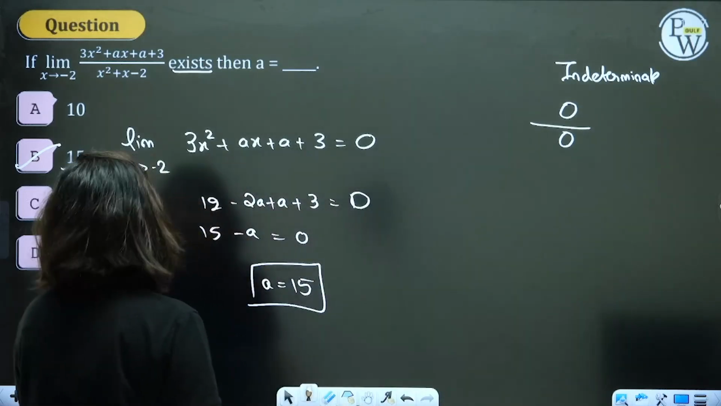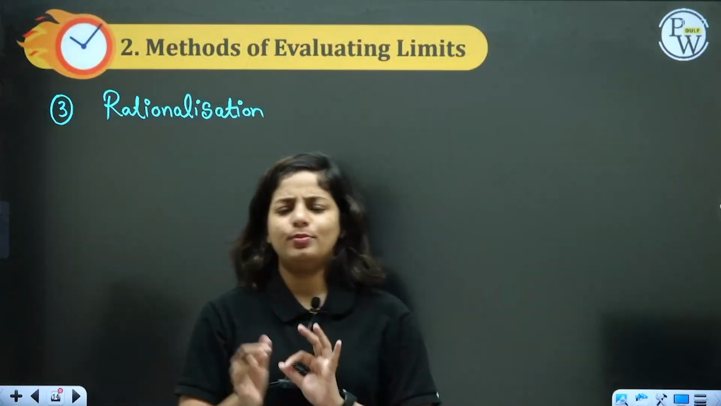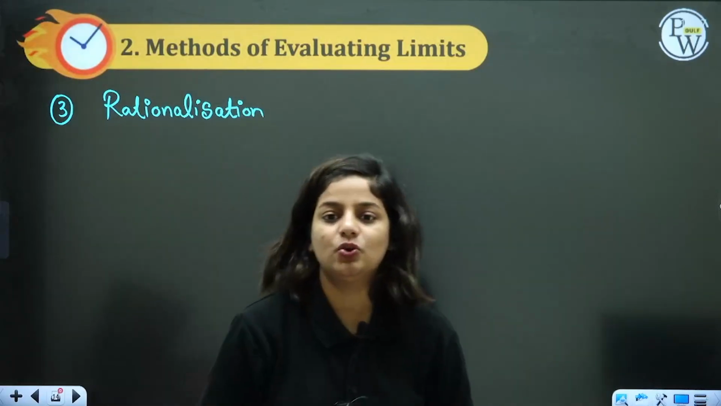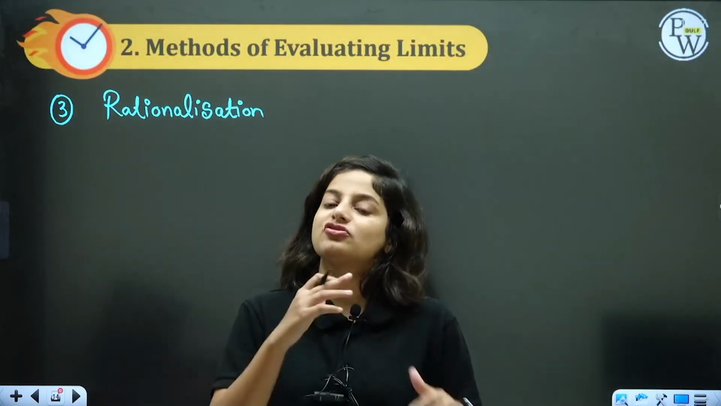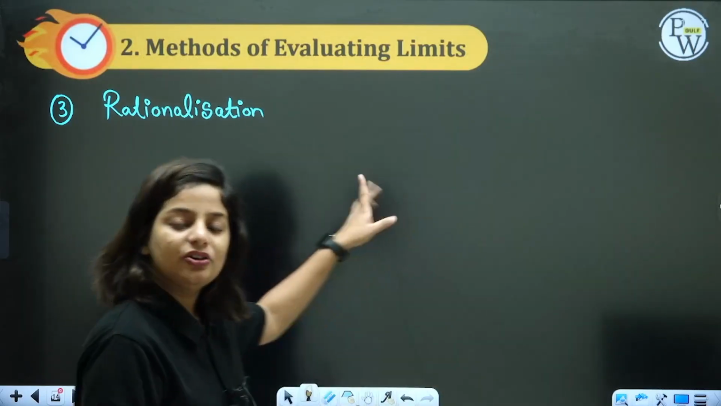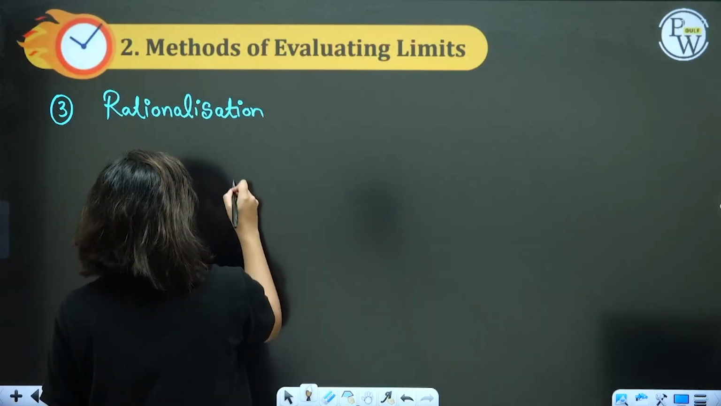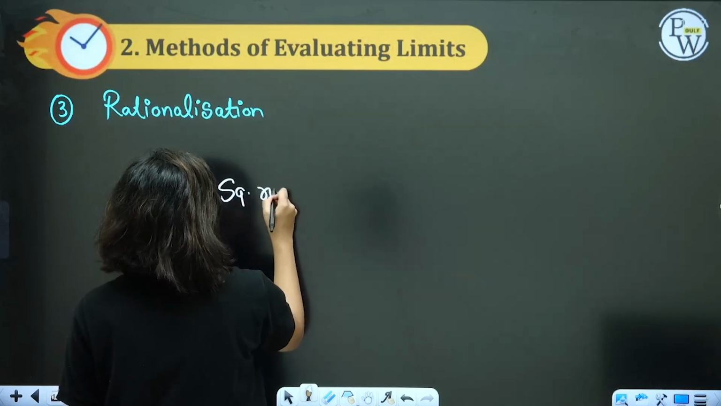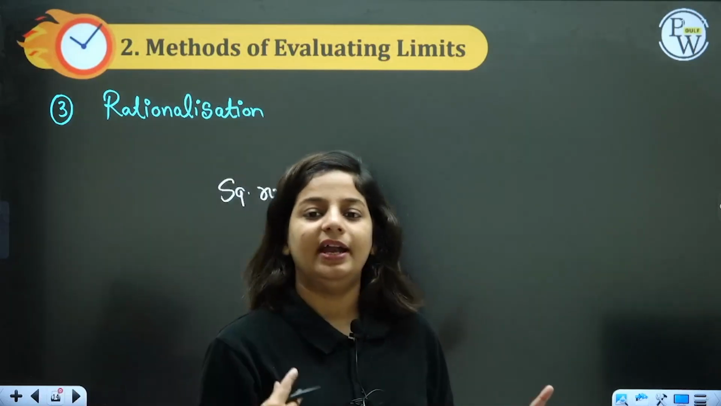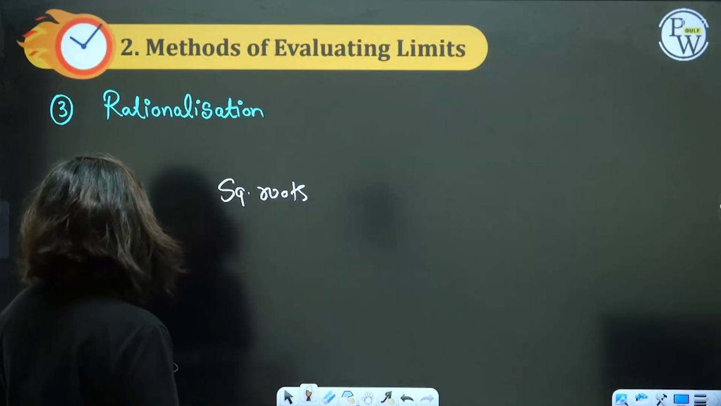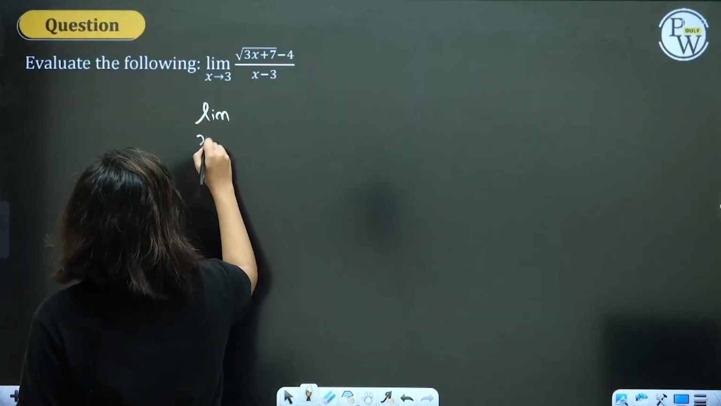Next method: rationalization. Again, when you get 0 by 0, infinity by infinity, 0 raised to infinity, any of the indeterminate forms, and factorization is not possible, you will try rationalization. The only thing to know is it will have square roots, and you have to multiply and divide with the opposite sign. Rationalize, you all know very well. I don't have to teach you at this stage.